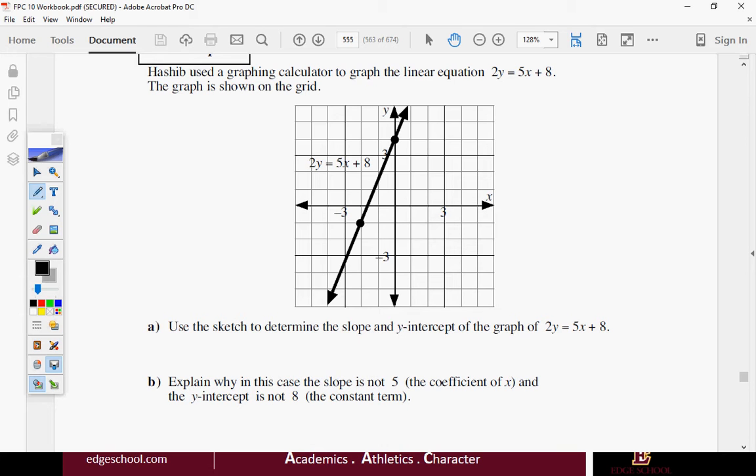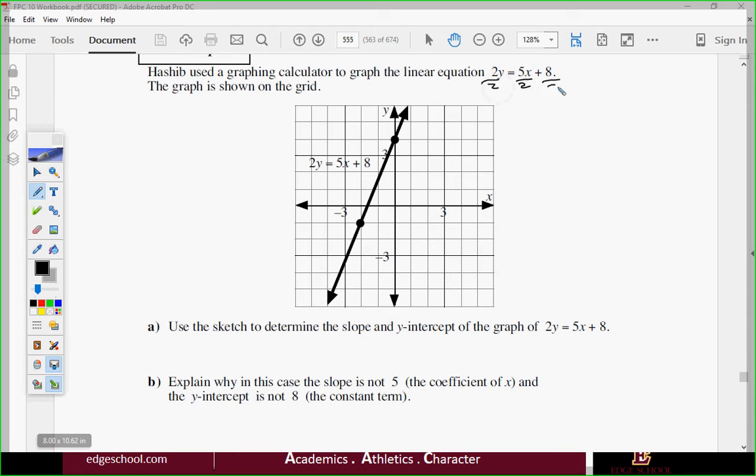Just letting you know, if you're putting this in your calculator, you divide by 2. So it's actually this. And that's why it's going through 4. 1, 2, 3, 4. That's why it's up 5 over 2. Okay, questions there? Okay, so use the sketch to determine the slope and y-intercept. What we did essentially is we cheated. We got it here already. We know it's this. So the slope is 5/2. The y-intercept is 4.